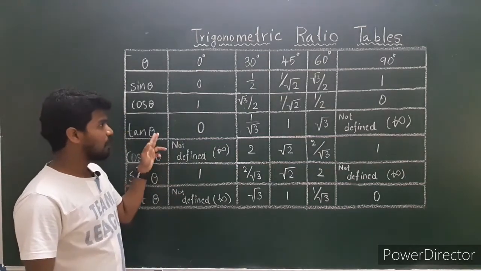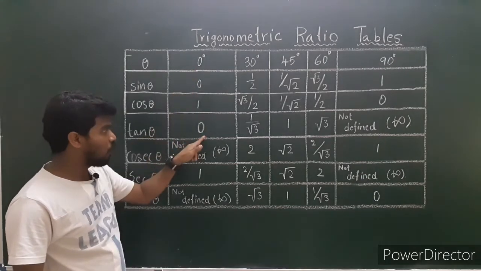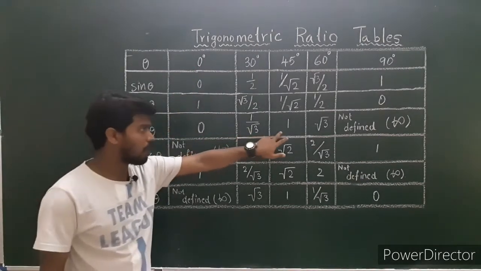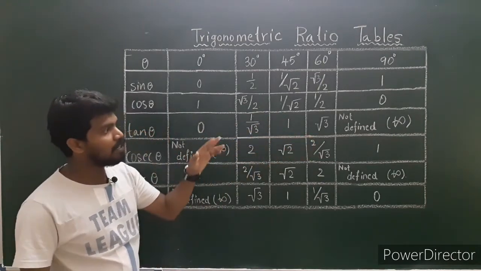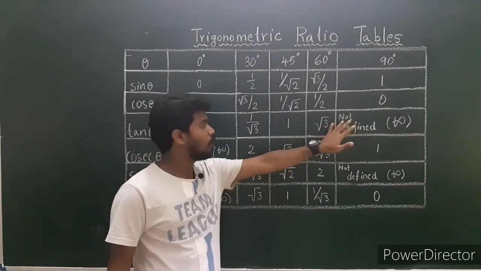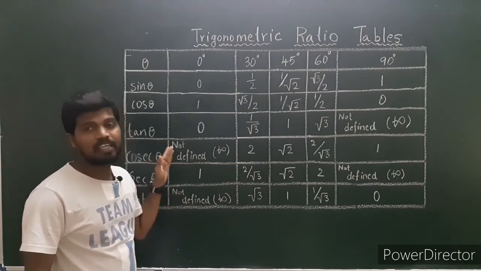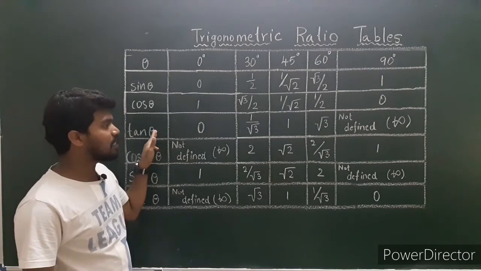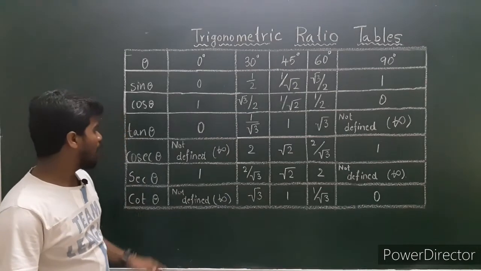Next, tan. The value of tan 0 degree is 0. Tan 30 is 1 by root 3. Tan 45 is 1. Tan 60 degree is root 3. And tan 90 degree is not defined. Not defined means it is much more. Therefore, as the angle varies from 0 to 90 degree, the tan value also increases from 0 to infinity.